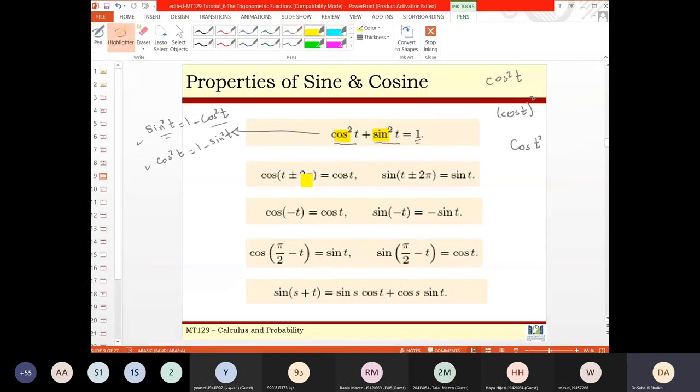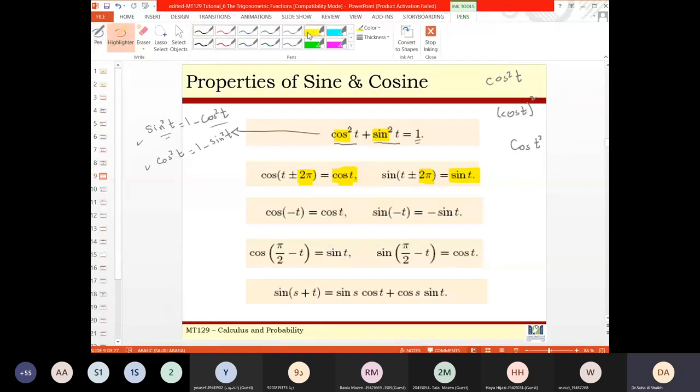Also we agreed that the cosine goes a full turn and comes back to the same value, right? When I go a full turn, 2 pi, it's gonna go back to the same value I started with. This is if I go positive, meaning I'm rotating counterclockwise, or if I'm going negative. So cosine of t plus or minus 2 pi returns to the original cosine t. And the same thing for the sine. If I go 2 pi positive or negative, this will take me to the same sine I started with.